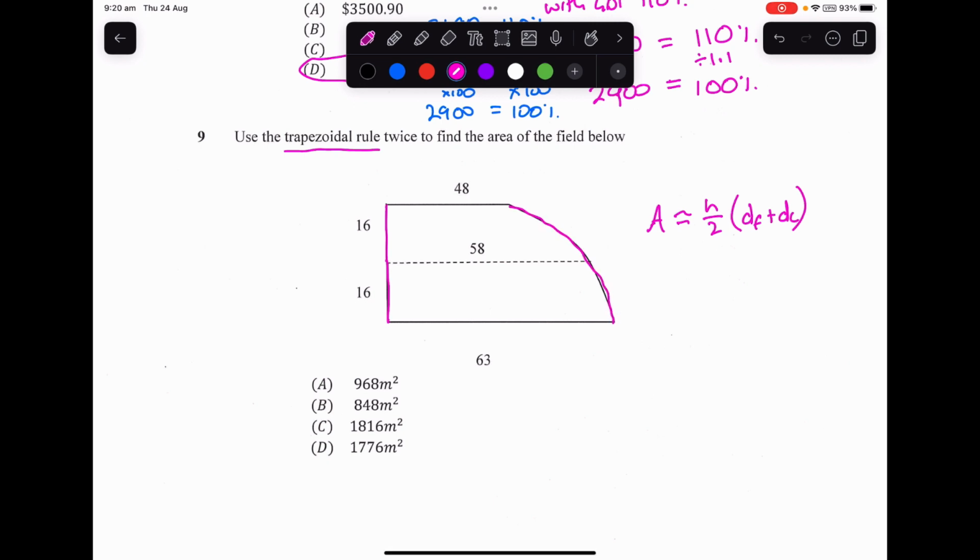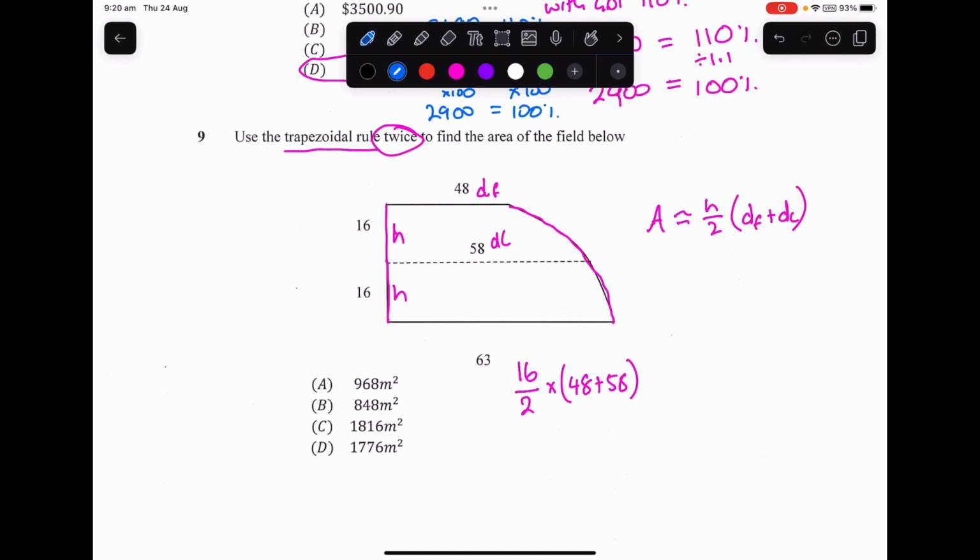Sorry, I apologize. So that should be my height there, because remember they're asking us to do it twice. So we can do it separately. For the first one, this will be my dF and my dL. So let's write that one out: 16 over 2 times by 48 plus 58. So that's my first one.